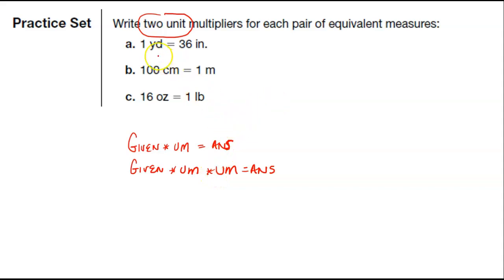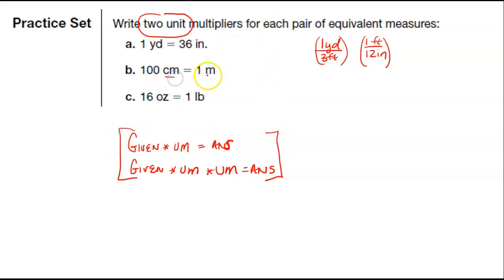So to go from 1 yard to 36 inches, let's see. So 1 yard is equal to 3 feet, and 1 foot is equal to 12 inches. And they're asking for pairs of equivalent measures. This is a pair of equivalent measures, and this is a pair of equivalent measures. Okay, so it doesn't look like I'm actually solving anything yet. So we're going to hold please on this right here.